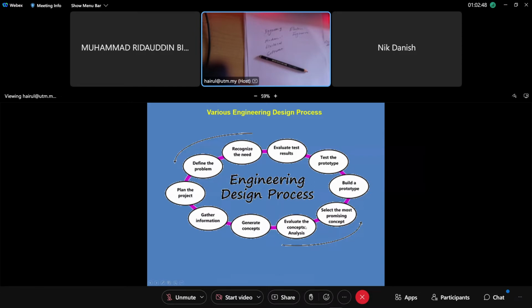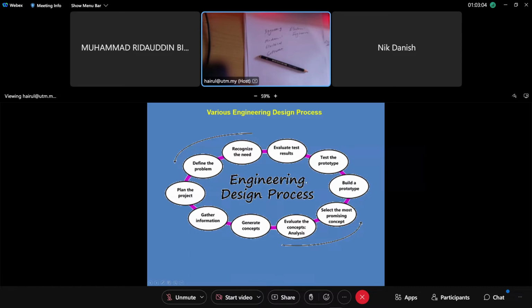Then evaluate the concepts. You generate 5 concepts, then you evaluate each concept, and select the best one. This one is the champion. Then you build a prototype, test the prototype, and evaluate the test results. If it's not right, you repeat again.